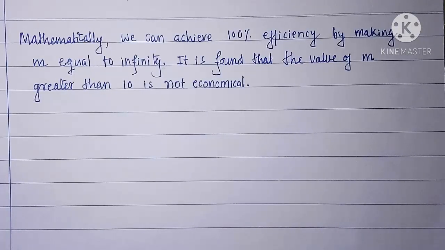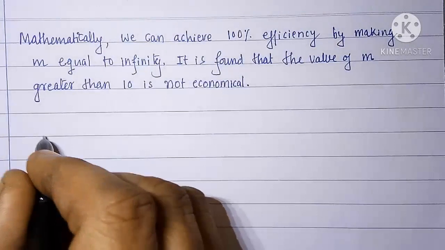Today we will study how the voltages across each unit can be made equal in the second method of improving string efficiency, that is grading of units.